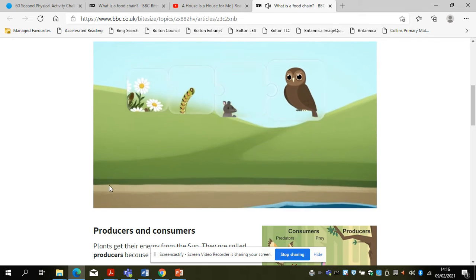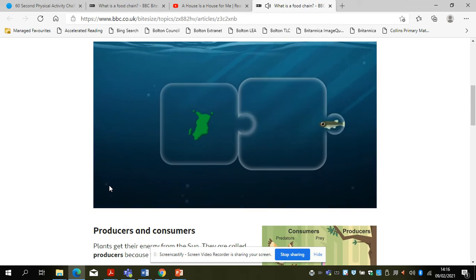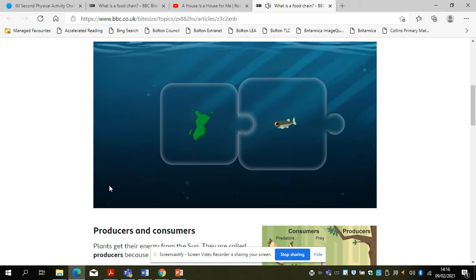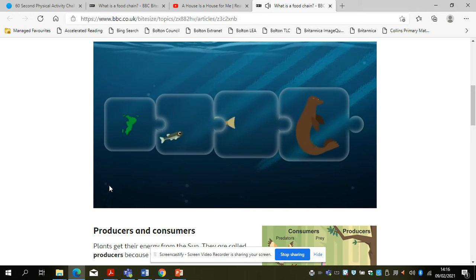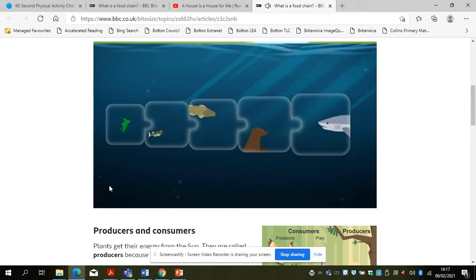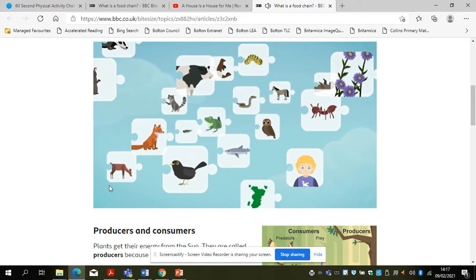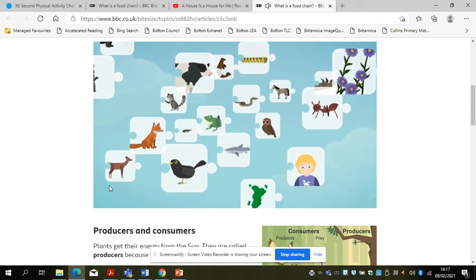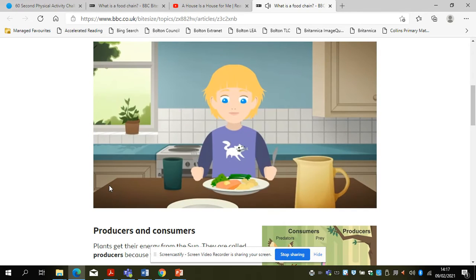And we can see food chains happening underwater too. Algae is eaten by small fish. Small fish are eaten by bigger fish. And bigger fish are eaten by sea lions, who are then eaten by sharks. There are lots of different food chains taking place around us, but food chains usually start with a plant and finish with a big, hungry animal. Like me.